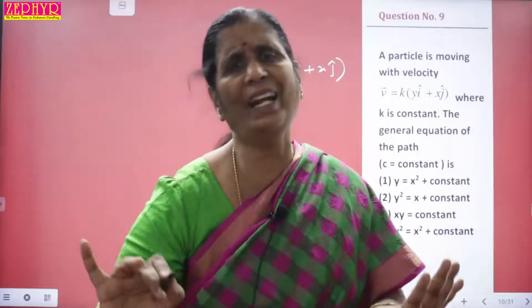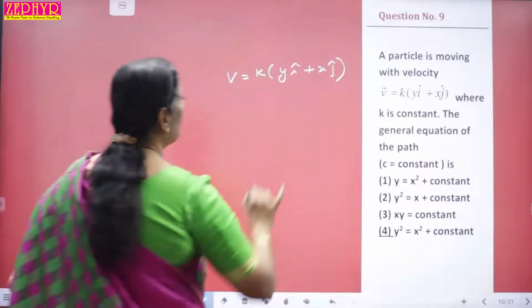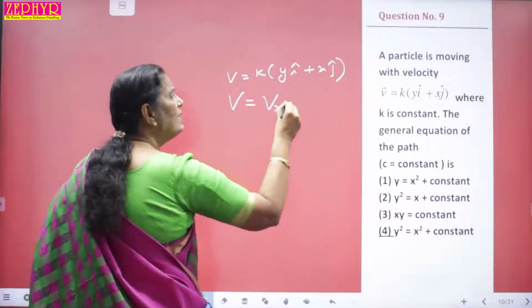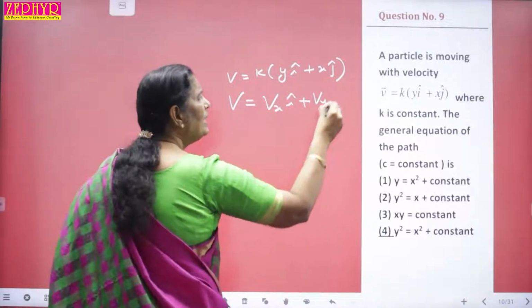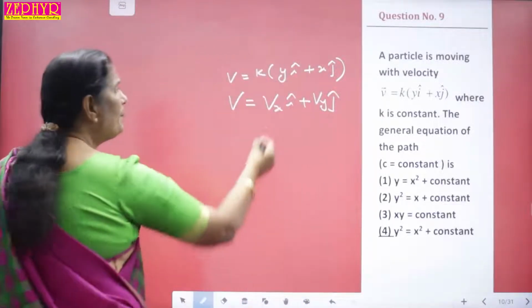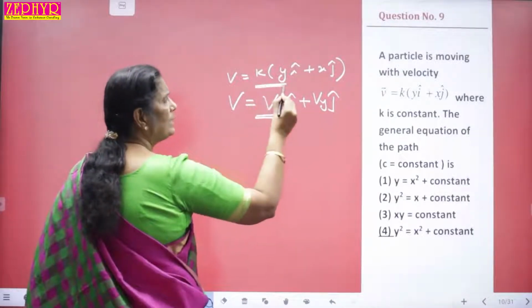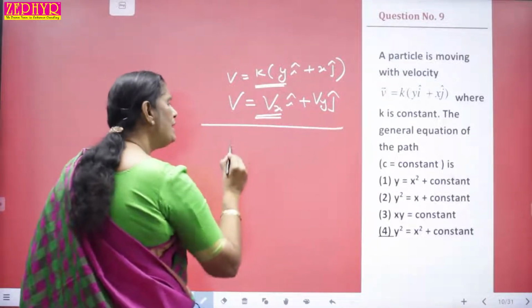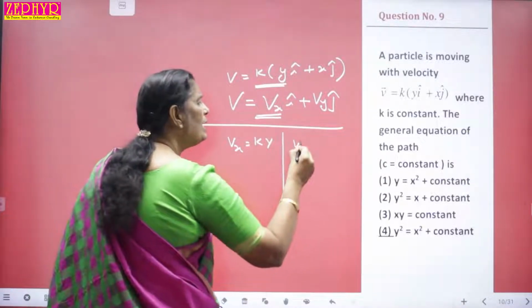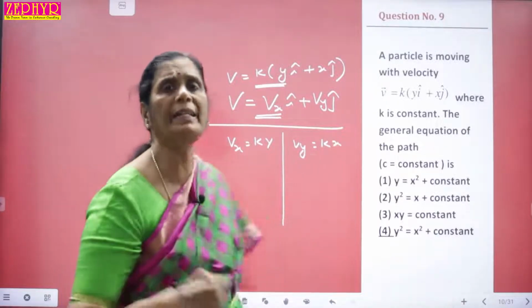At that time, t is not needed, velocity is not needed, only the x and y relation is enough. How can we do this? Which form is this in? It is in the form of Vx i cap plus Vy j cap. This type of work we did in our 2-dimensional motion. So when you compare, what is the i bar coefficient? Vx. What is the j bar coefficient? This. So we will write Vx is equal to ky and Vy is equal to k under x. Like that we collected the data.